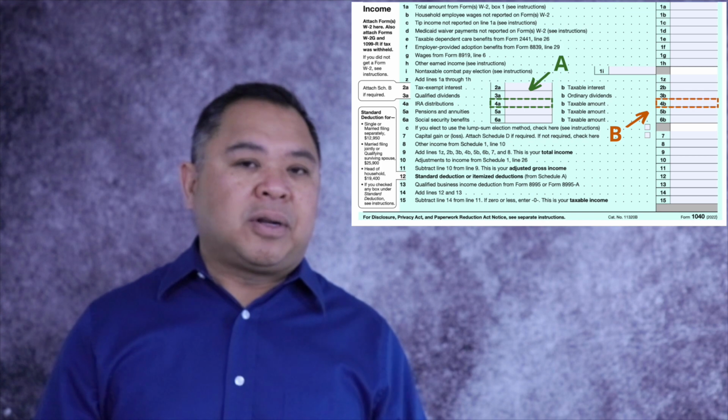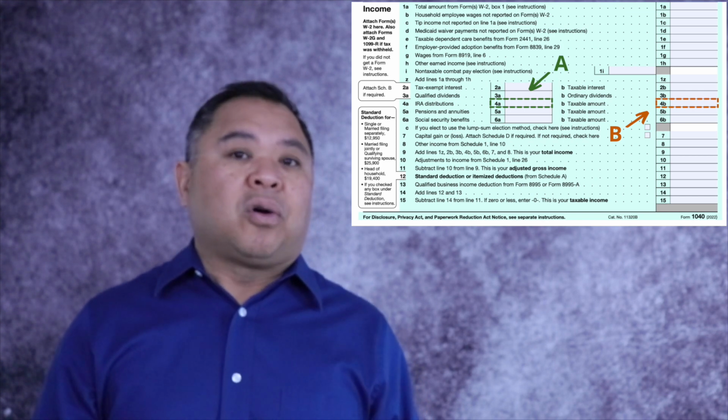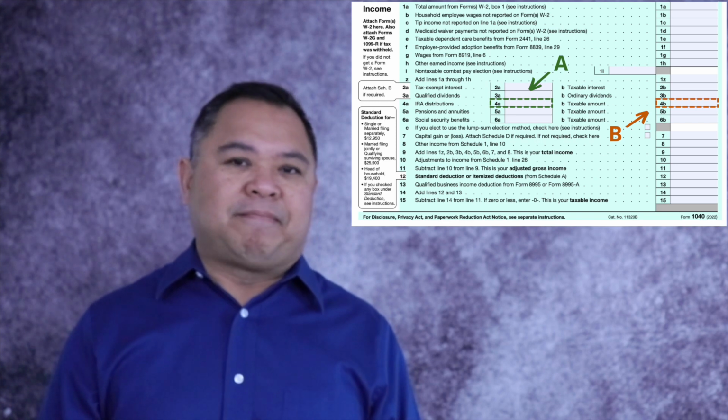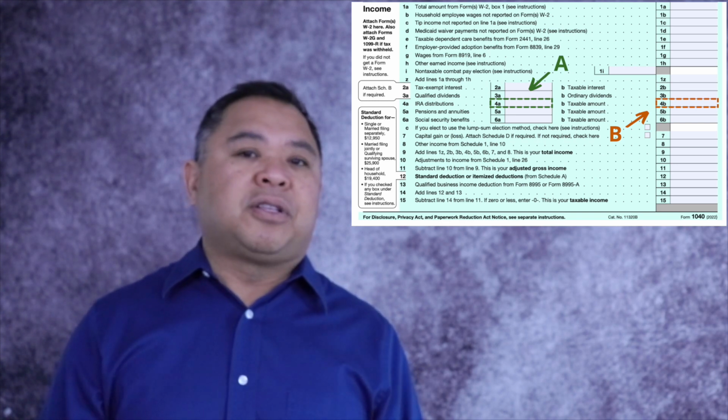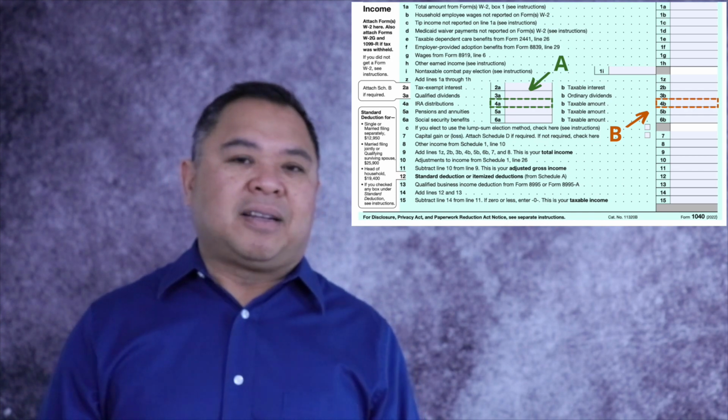Now, distributions from an IRA are reported on your IRS Form 1040, in other words, your individual tax return. Now, 4A and 4B are the noted lines on your IRS Form 1040 where these distributed amounts must be reported. Line 4A reports the amount of the distribution, and line 4B shows the taxable portion of that distributed amount.